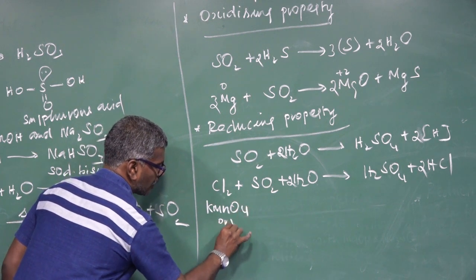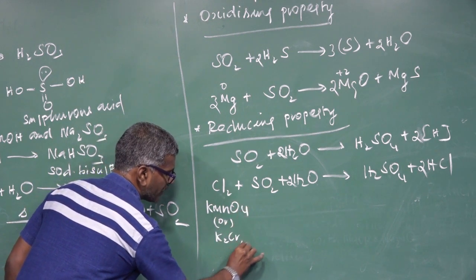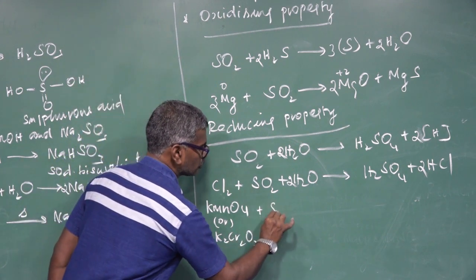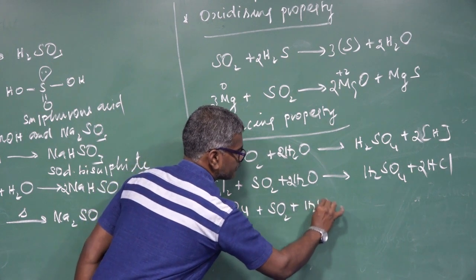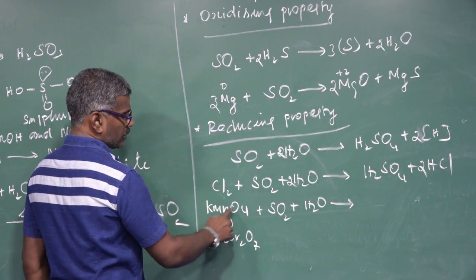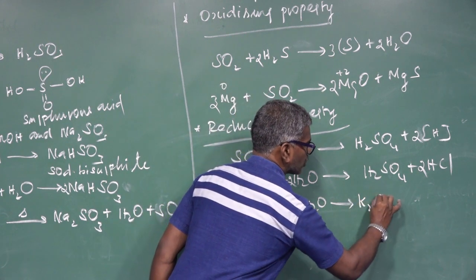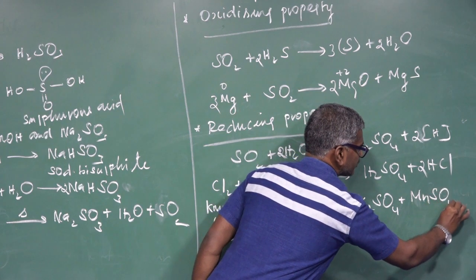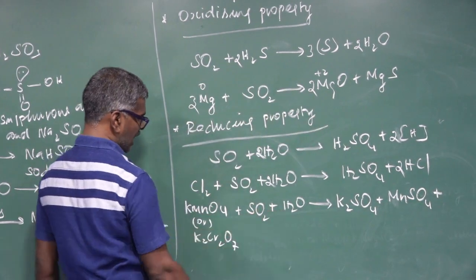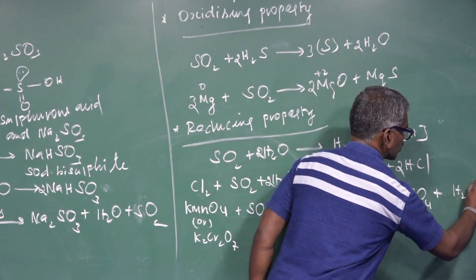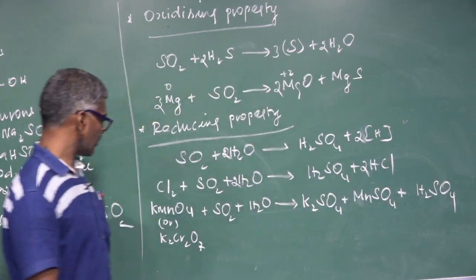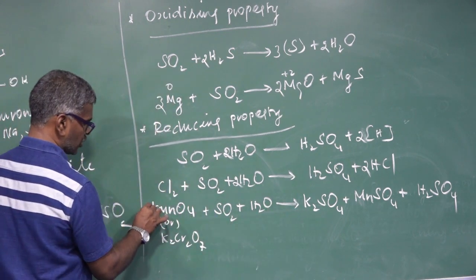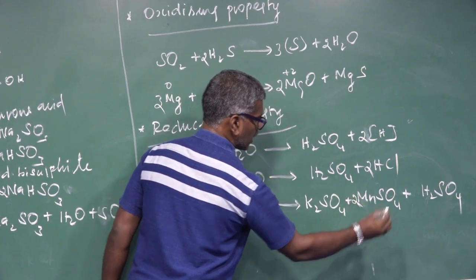Another one: potassium permanganate or potassium dichromate. Both are powerful oxidizing agents. They react with SO2 plus water. First react with the potassium to form K2SO4 plus MnSO4. Hydrogen reacts with the sulfur to form H2SO4. How to balance the equation? Here how many potassium? 1 potassium. Here 2 potassium. 2 times. Here 2 times.